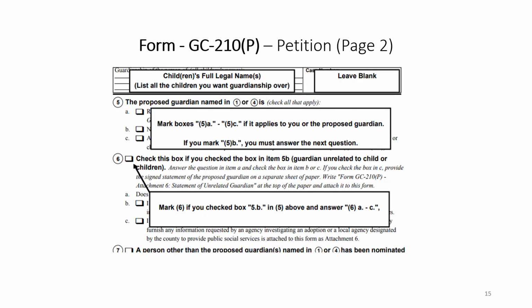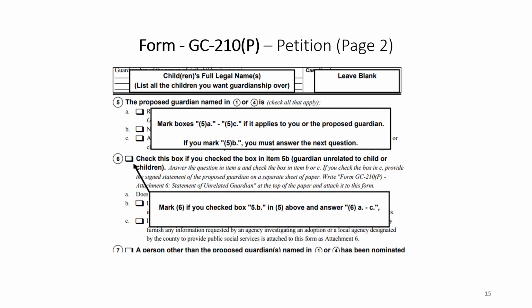On page 2 of Form GC-210P, item 5, check box A or B depending on whether you are related to the child or not. Also, check box C if you have been nominated to be guardian by one or both of the child's parents, for example, in the parent's estate plan. If you check box 5B, then you will also complete item 6, otherwise you can skip this item.